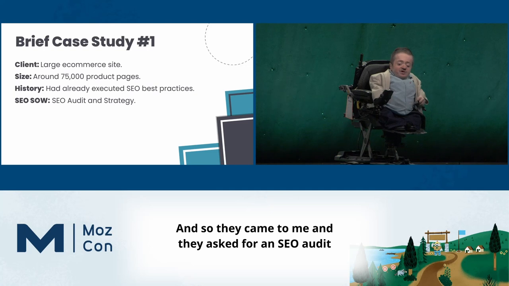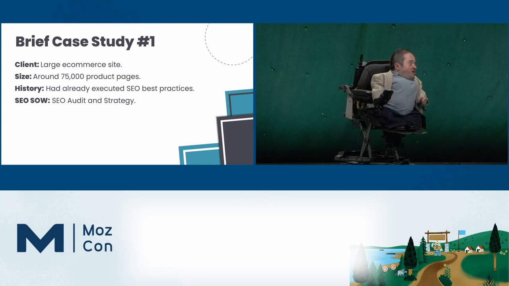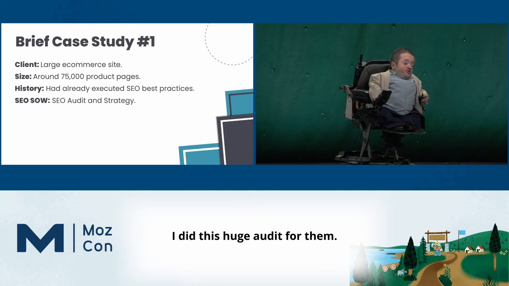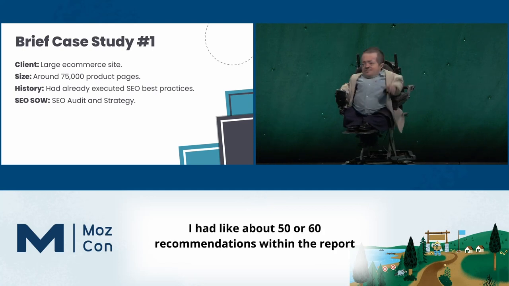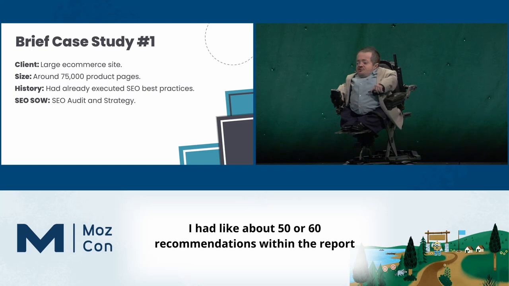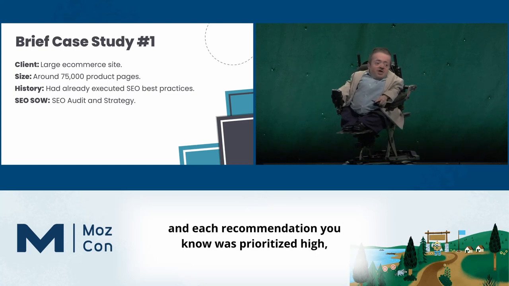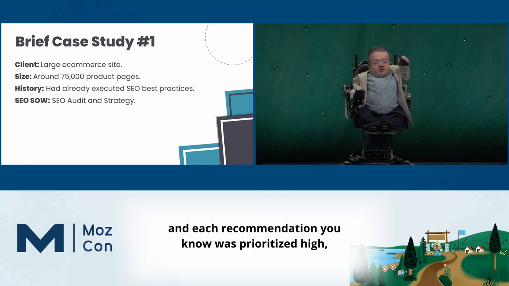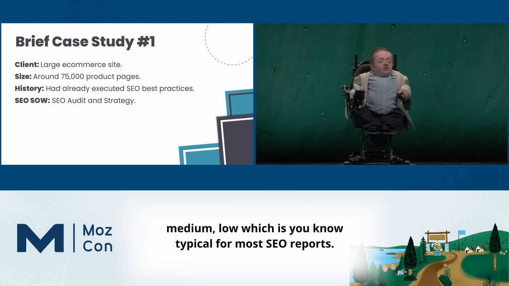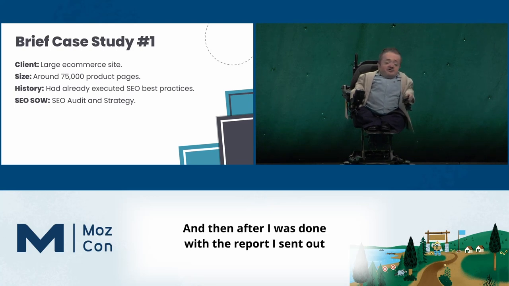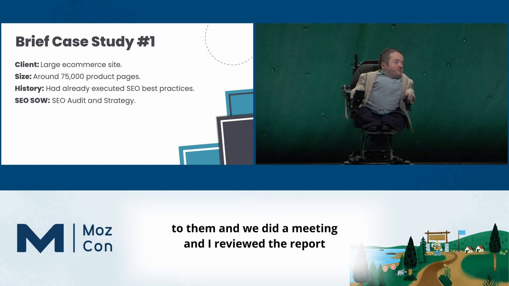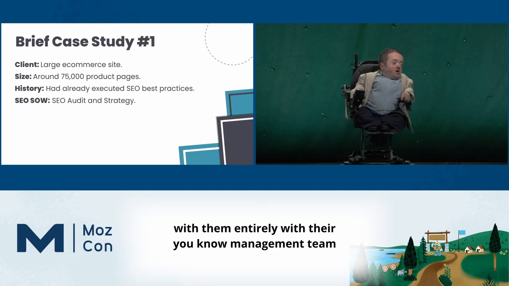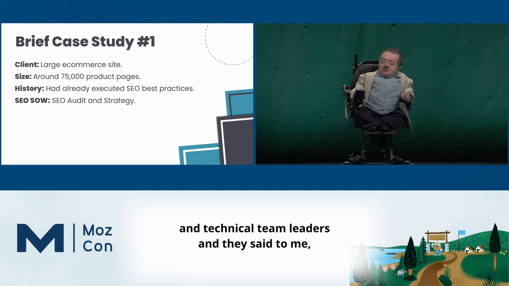And so they came to me, and they asked for an SEO audit and a new strategy. And so I did what I normally do. I did this huge audit for them. I had about 50 or 60 recommendations within the report. And each recommendation was prioritized high, medium, low, which is typical for most SEO reports. And then after I was done with the report, I sent it to them, and we did a meeting, and I reviewed the report with them entirely, with their management team and technical team leaders.